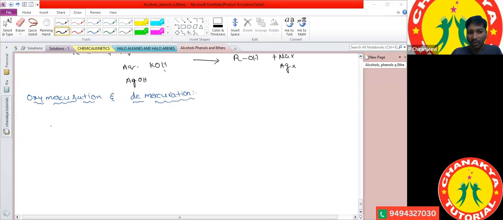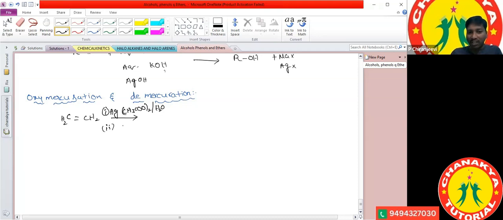How we get the alcohol: if you take an unsymmetrical alkene, fine; if it is symmetrical, we don't have any problem. For example, ethene. What is the molecular formula of ethene? CH2=CH2. If CH2=CH2 is treated with mercuric acetate, Hg(CH3COO)2, and after that it undergoes the hydrolysis reaction, this is the first condition.